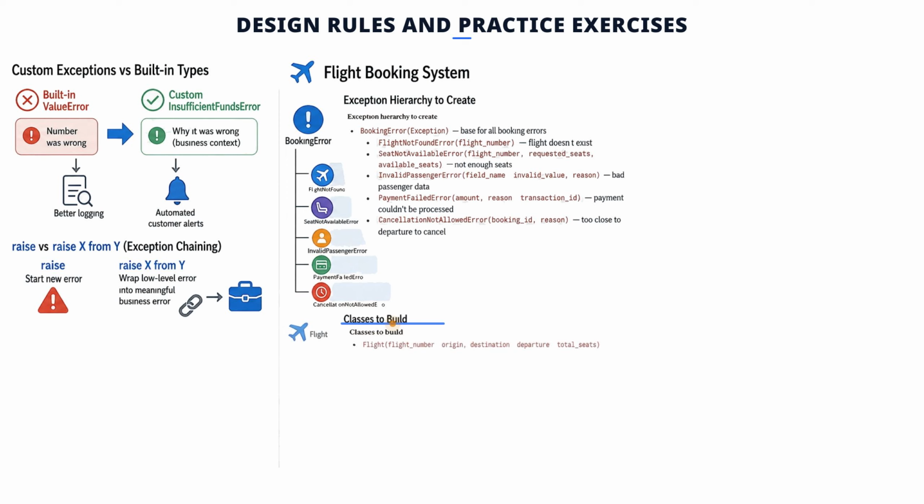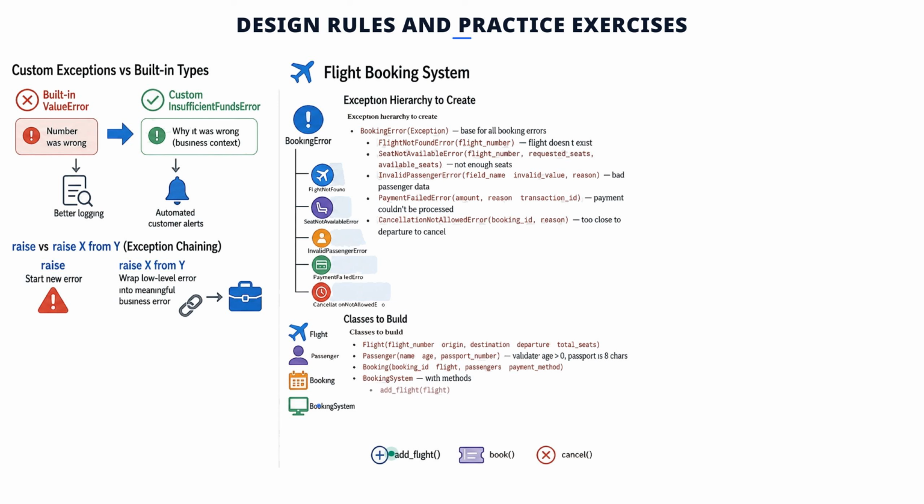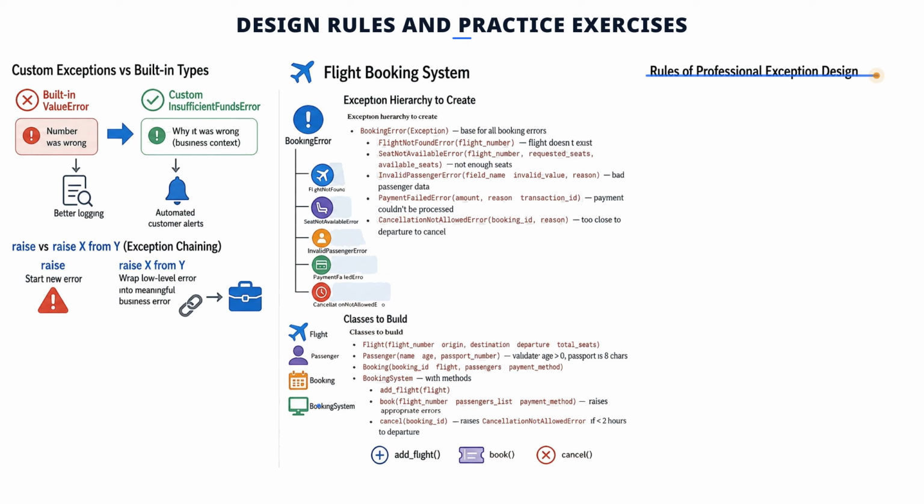These include flight, passenger, booking, and the main booking system. This system must implement methods for adding flights, booking, and canceling, properly raising those precise errors we just defined in the hierarchy. Now, let's summarize the 4 rules of professional exception design.